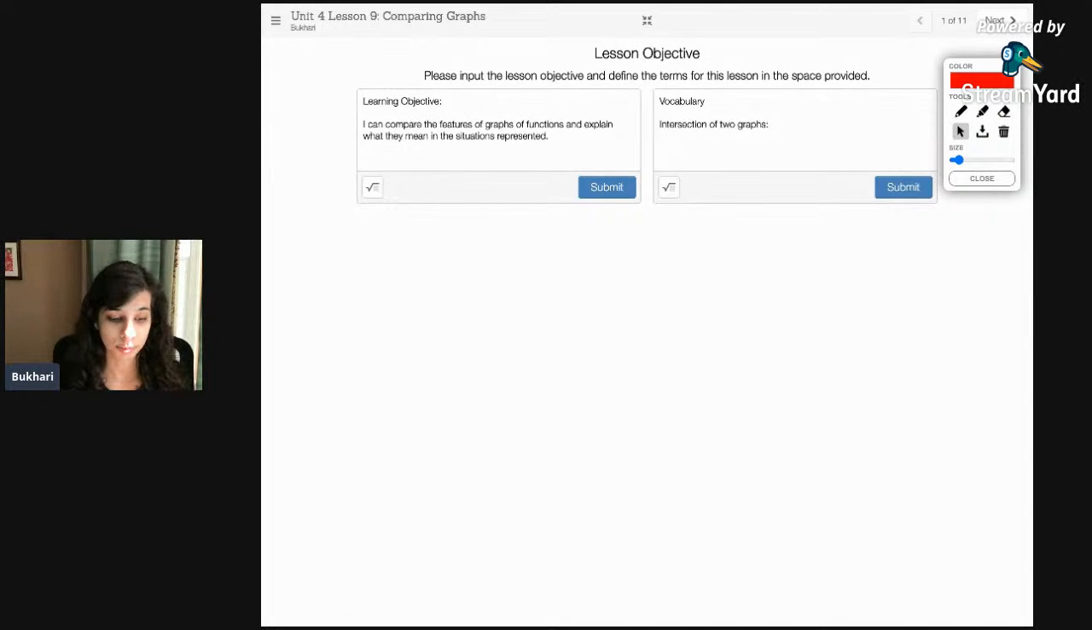Over the past couple of lessons, you've been talking about how to graph functions and how to recognize key parts of functions, and now we're really putting it all together to compare functions to one another. Our learning objective for today is: I can compare the features of the graph of functions and explain what they mean in the situations represented. Specifically today, we're going to talk about intersections between graphs and what those represent. So let's get right into it.